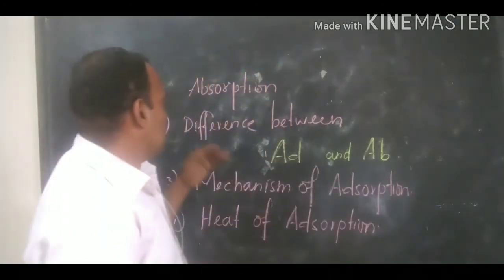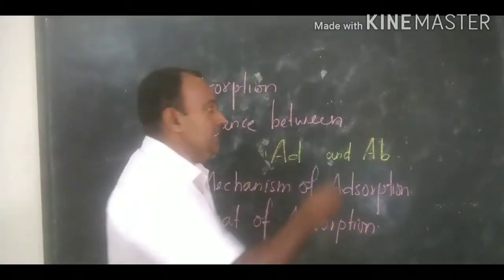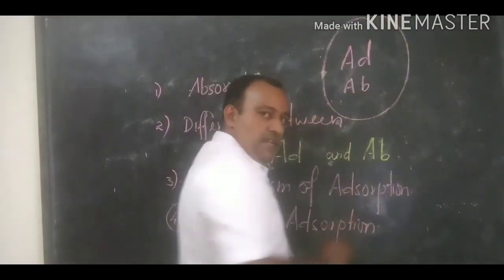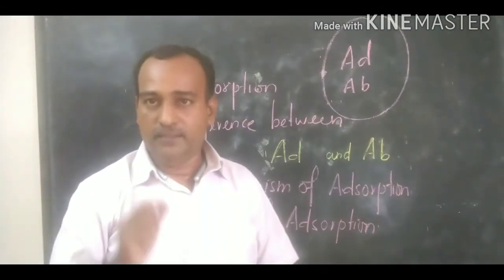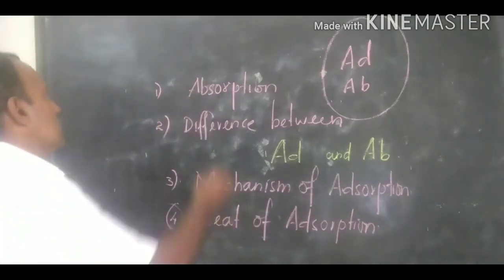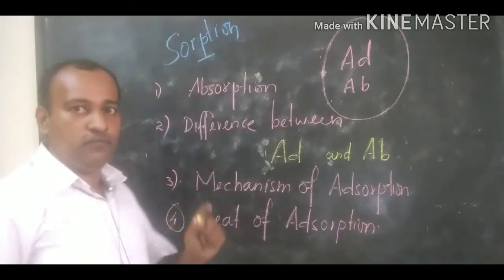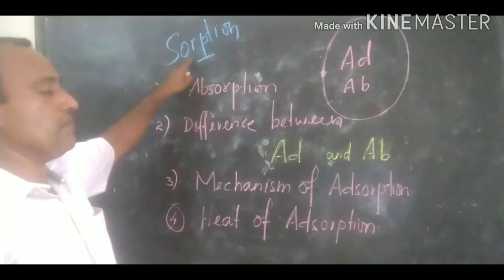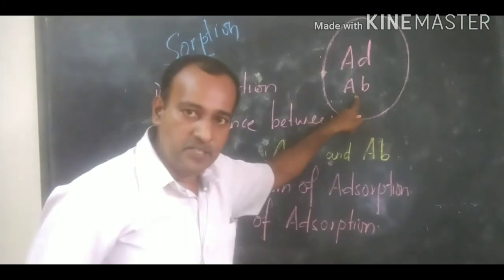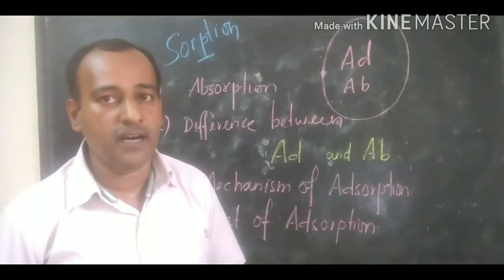If adsorption as well as absorption takes place simultaneously, then that phenomenon is called sorption, S-O-R-P-T-I-O-N. Now we study one more definition. What is sorption? If adsorption as well as absorption takes place simultaneously, then that phenomenon is called sorption.